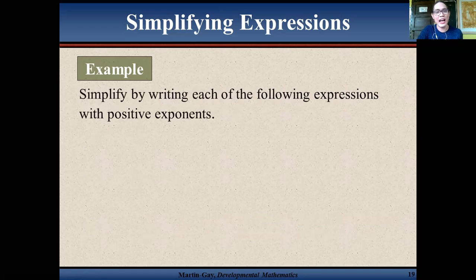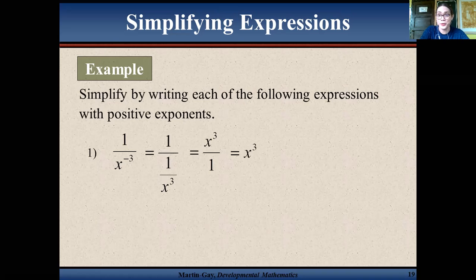Okay, so now let's proceed to simplifying expressions. Simplify by writing each of the following expressions with positive exponents. In short, when we simplify algebraic expressions, we apply the rules of exponents, the laws of exponents rather. For 1 over x to the power of negative 3, that gives you 1 over 1 times x cubed, applying the negative exponent and then getting its reciprocal, that gives you x cubed. Okay, I hope you can follow.